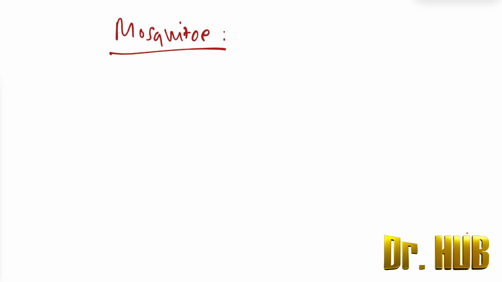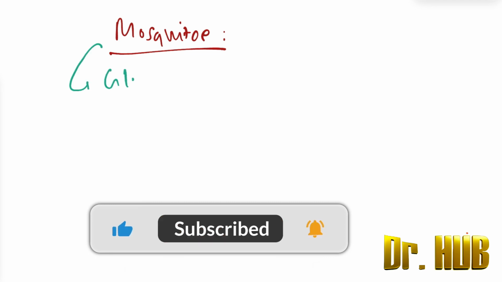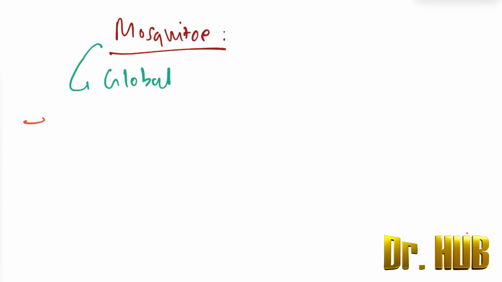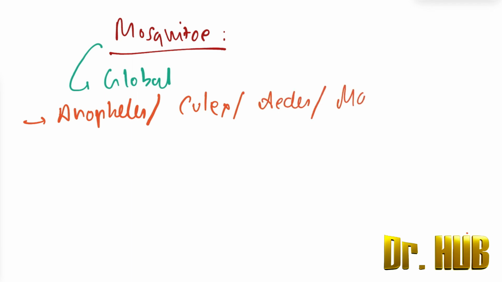So the mosquito, we are discussing it as a vector. Mosquitoes are found globally in distribution. The main species of mosquitoes include Anopheles, Culex, Aedes, as well as Mansonia.